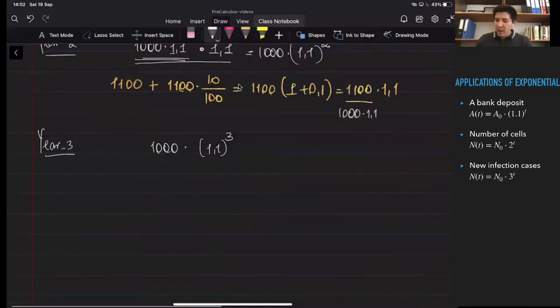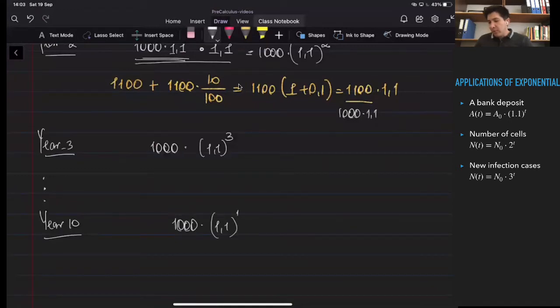So if I asked you how much money you're going to have in year 10, for example, this is simply 1,000 times 1.1 to the power of 10. Basically, you can model how much money you're going to get after a certain number of years, and test your investment strategy. So exponentials are really used in finance, especially in banks, to calculate the interest of a deposit, but also credits and other instruments.